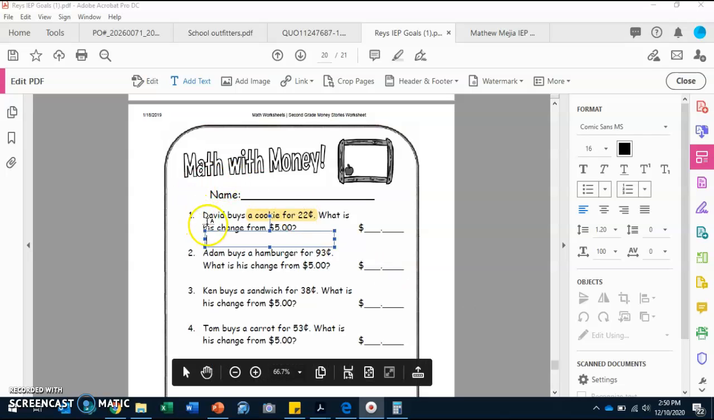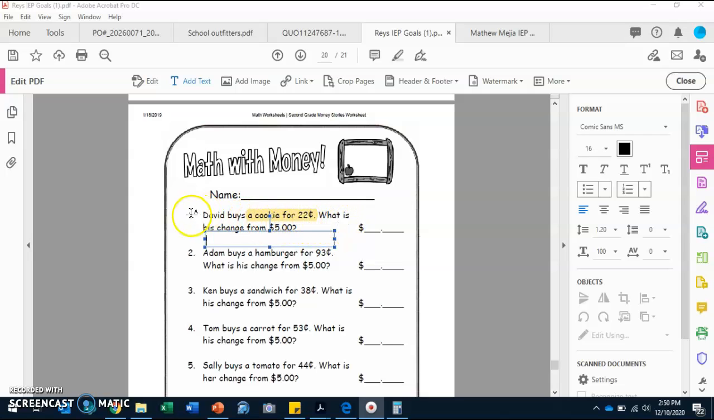Question number 1 says, David buys a cookie for 22 cents. What is his change from $5? If he buys a cookie and he wants to know what is the change, what are we going to use? Are we going to be adding? Are we going to be subtracting? Are we going to be multiplying or dividing? Yes, good job. We're going to be subtracting.